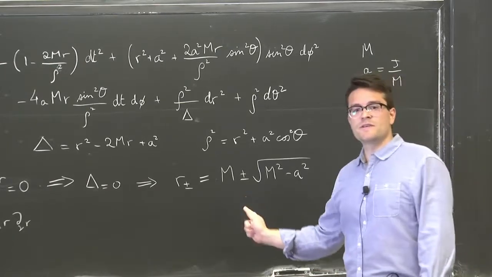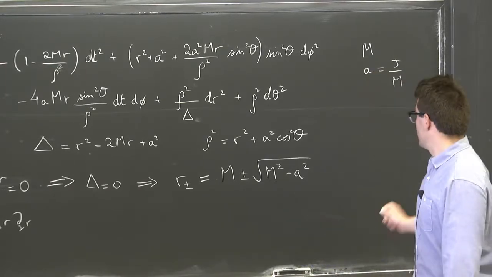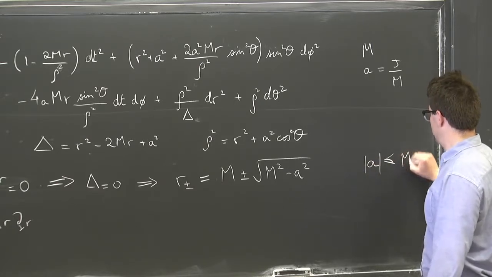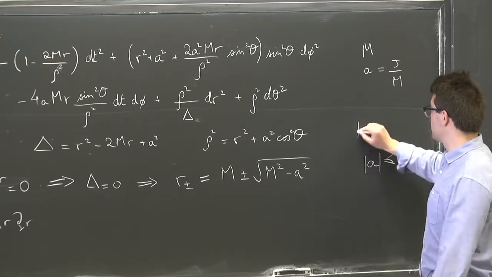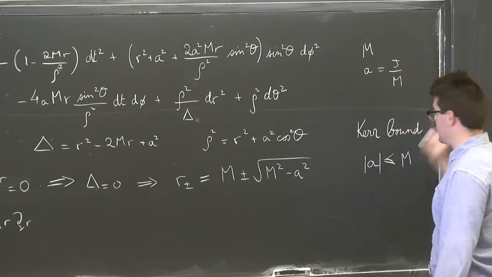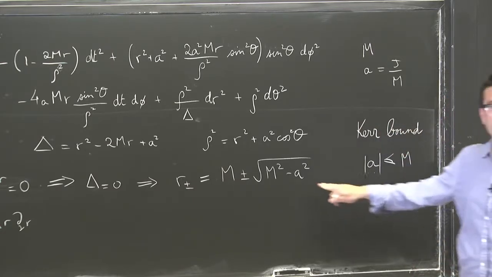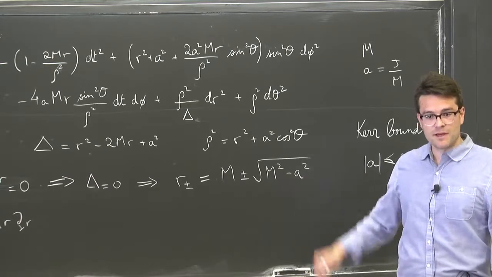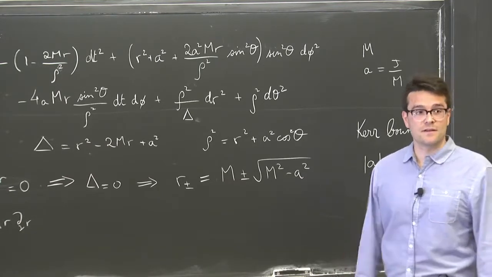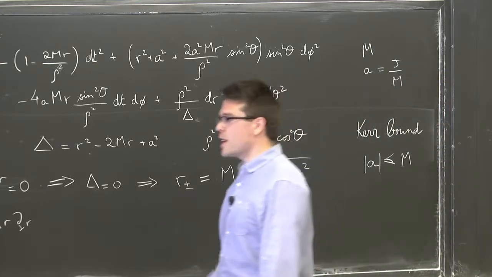So the first thing that we see here is that we had better have a less than or equal to m. This is known as the Kerr bound. And if it is violated, then there is no event horizon, because these radii become imaginary. And so we get a naked singularity. And we think that's not allowed. There are many reasons why.